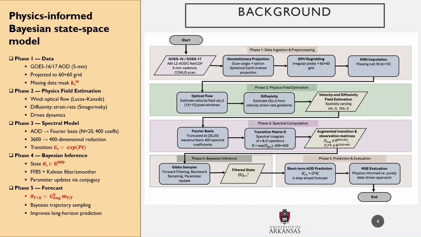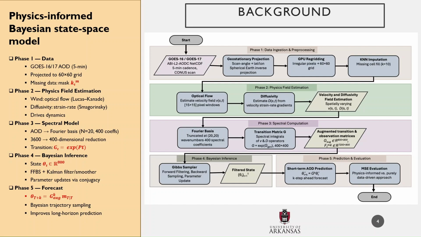Phase 2 estimates the physical field. We use Lucas-Kanade optical flow to estimate wind velocity and compute spatially varying diffusivity from the velocity strain rate. These fields drive the atmospheric dynamics in the model.